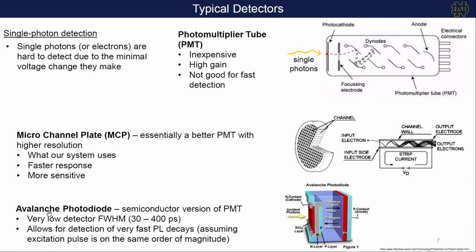Some systems also use avalanche photodiodes, which is sort of the semiconductor version of a PMT. These are nice because they have very low detector width at half max, but these are typically used in a little bit fancier, more expensive setups. So that's detectors.